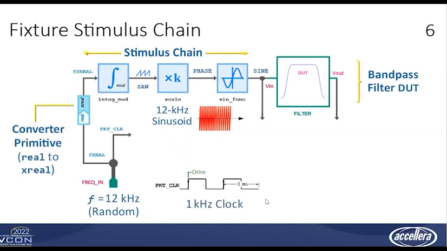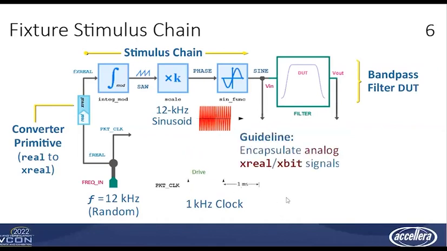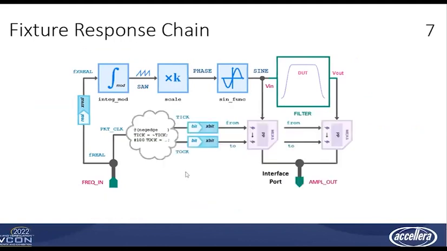The top-level packet clock controls timing. And so we'll apply these inputs, the sinusoidal frequency as well as the mode, at the very beginning of the 1 millisecond packet clock cycle. And as a guideline, we recommend encapsulating these analog primitives, as well as signals of X-real and other types, inside a fixture.